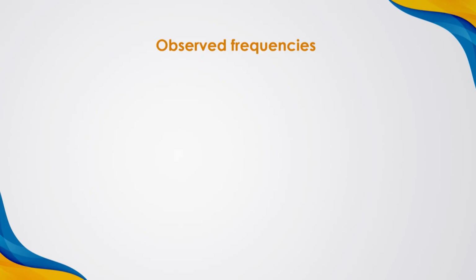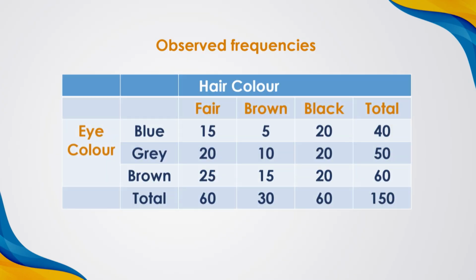Now again you can go for our observed frequencies with an example: hair color and eye color. I have represented hair color in 3 different types, that is fair, brown and black, whereas in eye color I am going with blue, grey, brown. Here you can see that this value 15 represents hair color fair and eye color blue. It means that 15 persons have fair hair color and blue eye color.